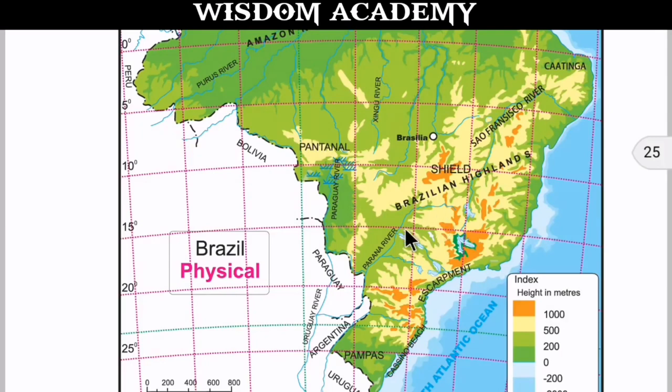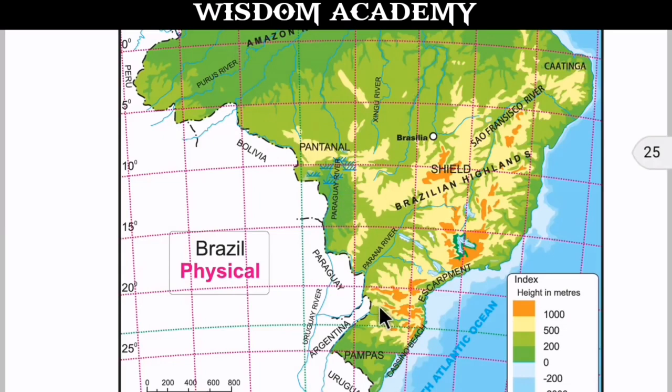Let us see, there is no continuous mountain in Brazil like we are having in India, like the Himalayan mountains that are extending from Kashmir to Arunachal Pradesh. We are having Western Ghats, Eastern Ghats, or mountains like Aravali Ranges, Vindhya, Satpura Ranges. There are no major mountain ranges in Brazil.